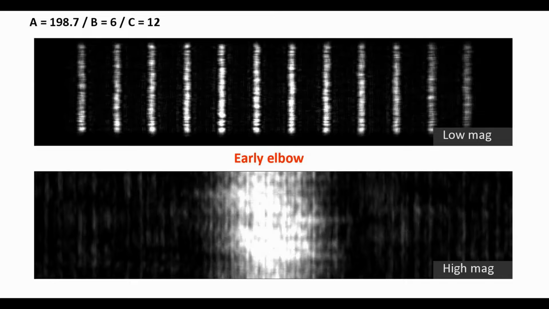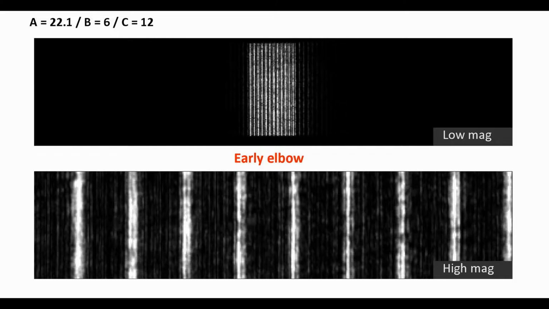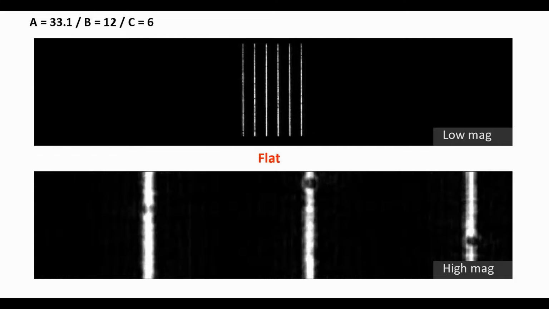Now look at the pattern at the early elbow. It's essentially unchanged from the flat. Of course, you can see some change, but we're concerned with strong, clear trends, and so we allow for small discrepancies. Let's look at a couple more examples with different factor sizes. They all behave the same basic way.